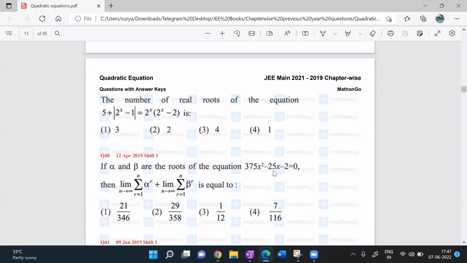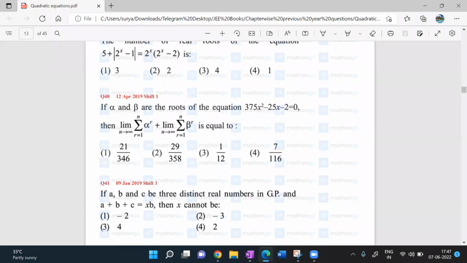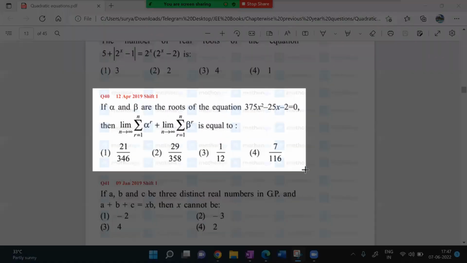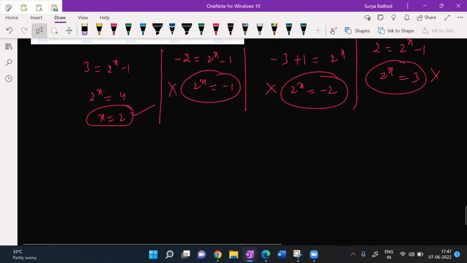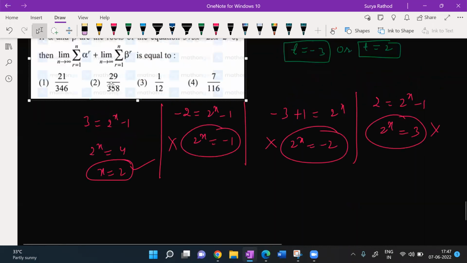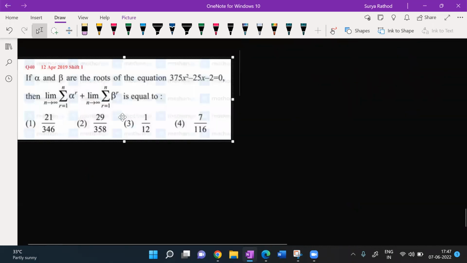Next. So 40th question you want me to explain. Very, very beautiful question. No problem. Let us solve this question. All these questions are previous year JEE questions. Keep that in mind. Involve in the process.